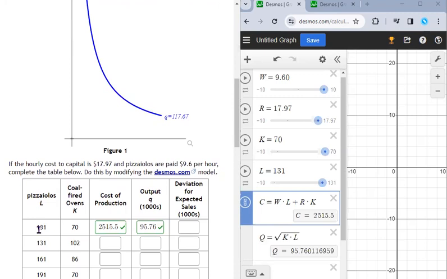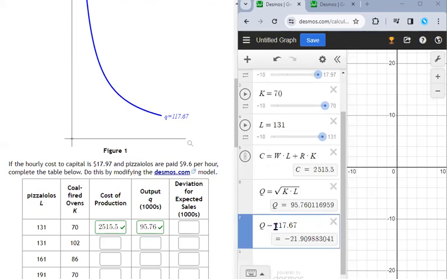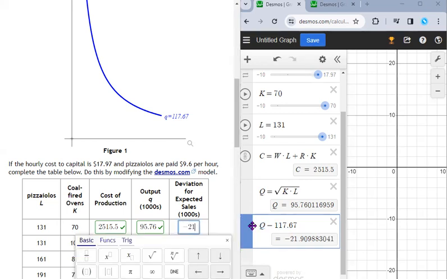Now, with this amount of labor and this amount of capital, are we able to produce 117.67 units? No, we're falling short, right? Now we expect to sell 117.67, right? So this is what we expect, and this is what we do, right? We undershoot it by 21.91, right? Those are lost sales. When that's negative, those are lost sales.